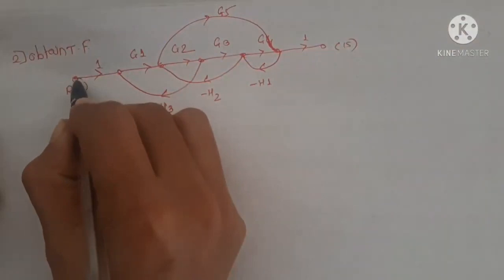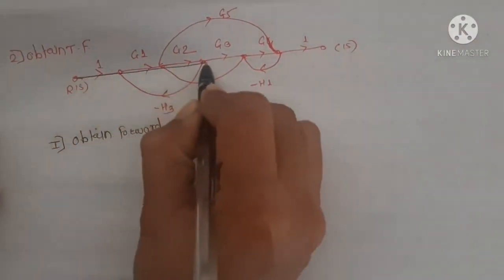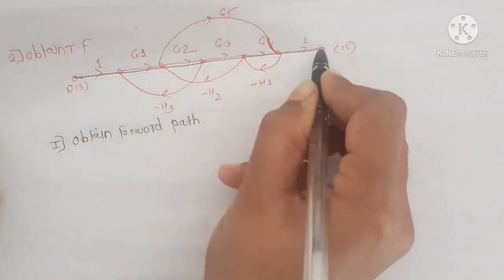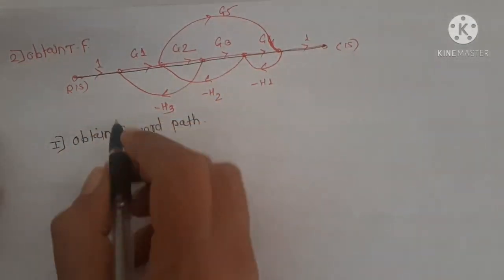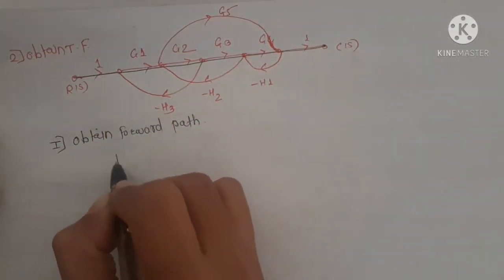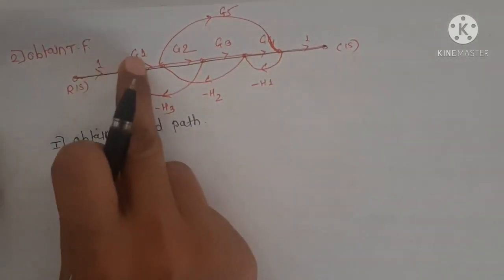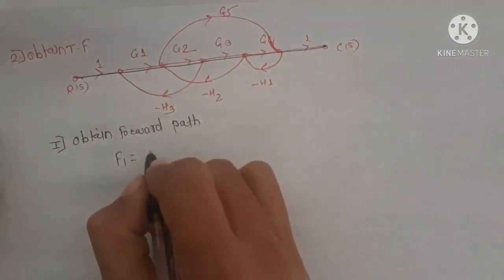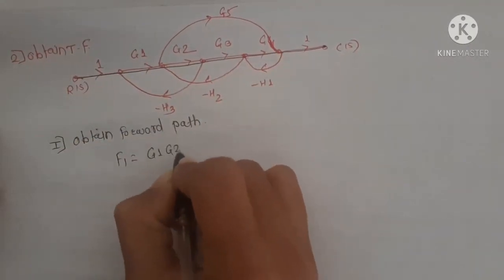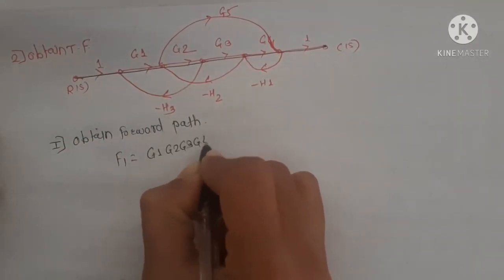So this is one forward path. The forward path F1 will be the multiplication of all the gains present on that path. So 1 into G1, G2, G3 and G4. So G1, G2, G3 and G4.